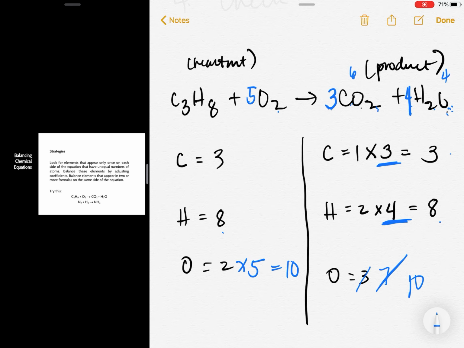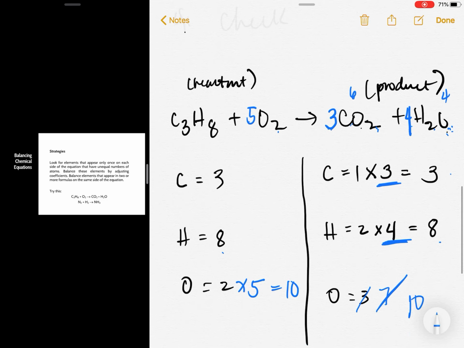Check nga natin kung balance na ba talaga. The last step is checking eh. So, carbon in this reactant side is 3. On the product side, 3 times 1, it's also equal to 3. So, this is balance.